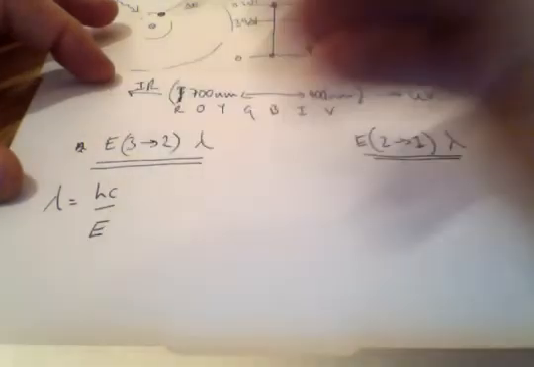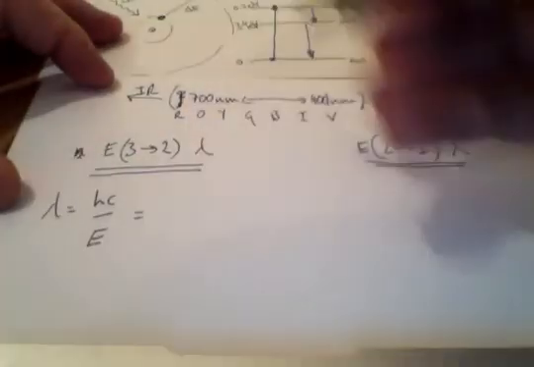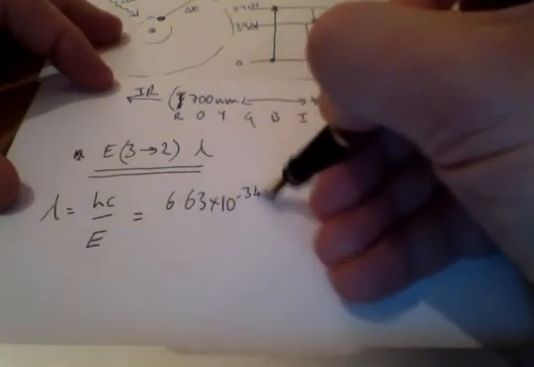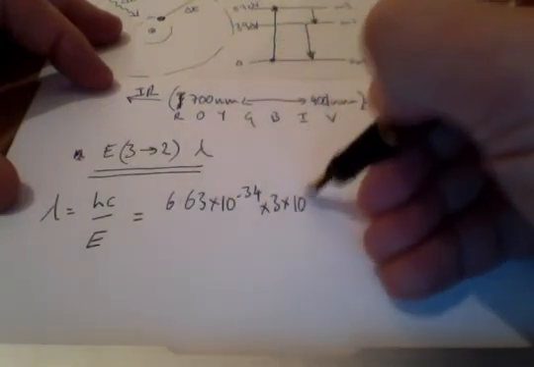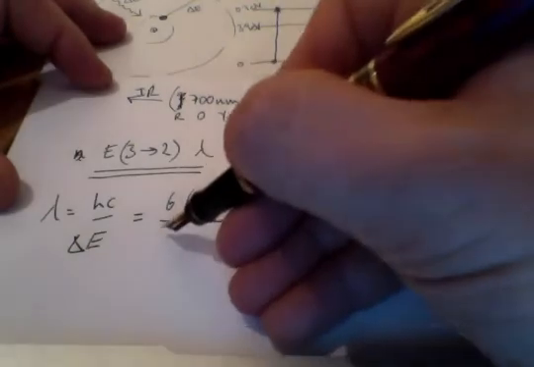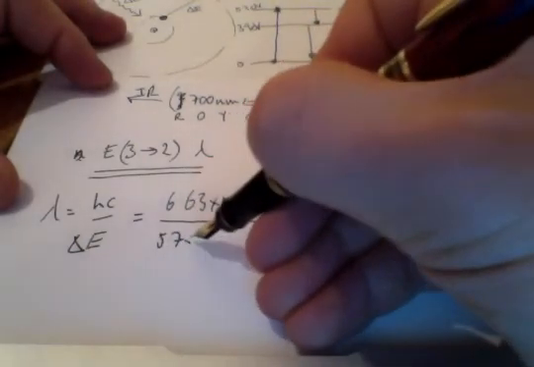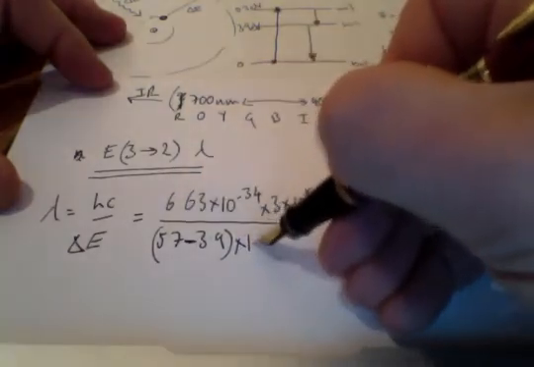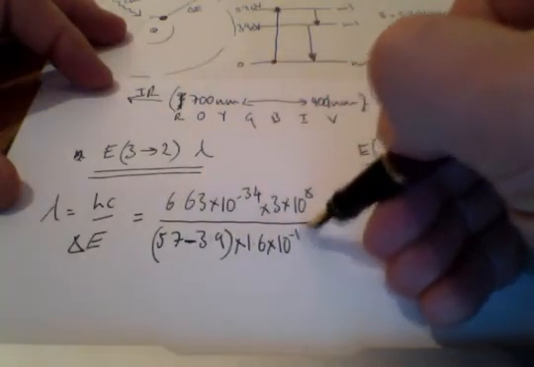Right, so from 3 to 2, we're going to say that wavelength is hc over E. I hope you picked that up from previously in the video. I won't go over that again. So 6.63 times 10 to the minus 34, 3 times 10 to the 8. Divide that by the change in energy here, I said 3 to 2, so that's 5.7 minus 3.9, and then convert from electron volts into joules.